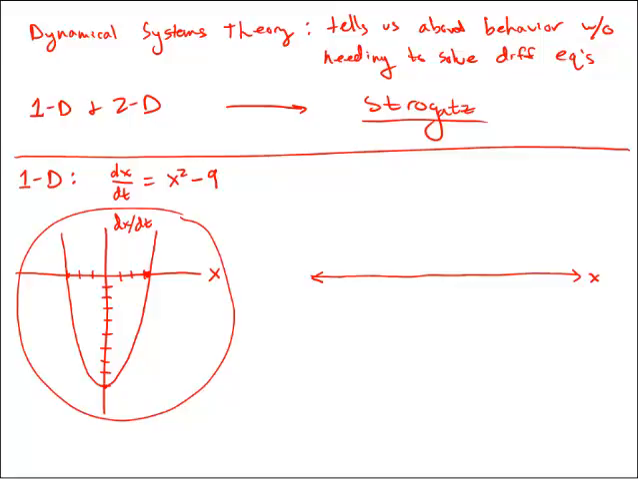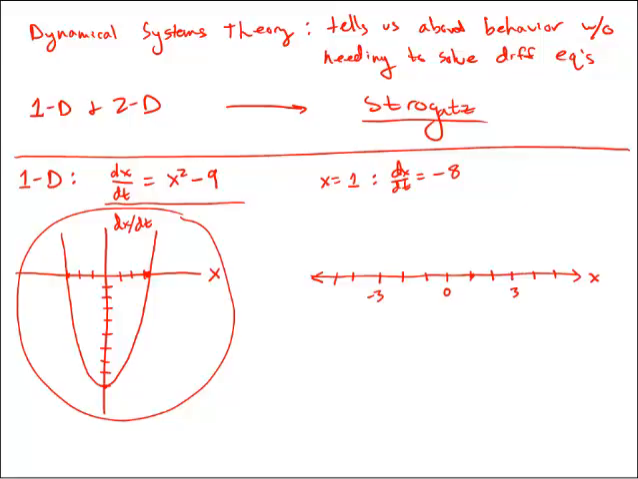So for example, what if we chose, let's label our number line, so that's 3, so that's minus 3. What if we chose x to be 1? So what is dx/dt when x equals 1? Well, that's pretty easy. We plug 1 into our dx/dt equation. So 1 squared minus 9 is minus 8, so that is dx/dt when x is 1. So x equals 1, dx/dt equals minus 8.